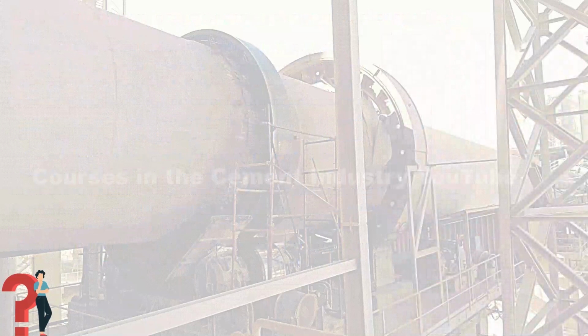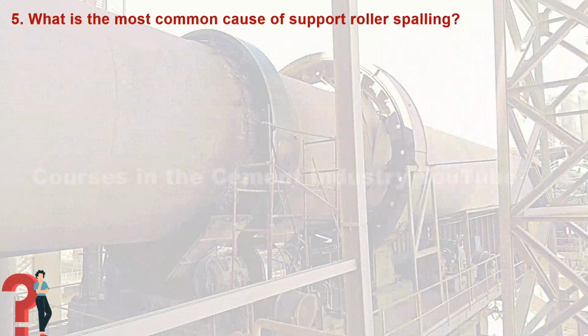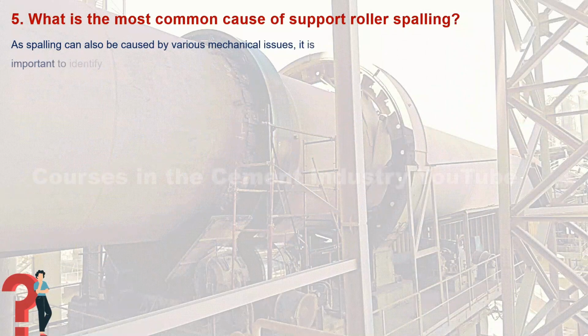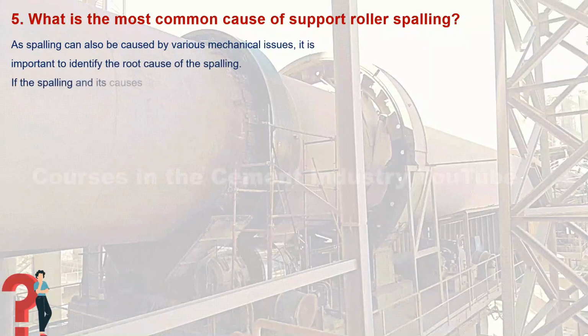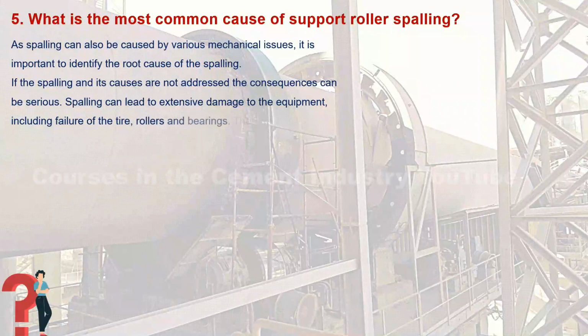Continue answering question 5. What is the most common cause of support roller spalling? As spalling can also be caused by various mechanical issues, it is important to identify the root cause of the spalling. If the spalling and its causes are not addressed, the consequences can be serious. Spalling can lead to extensive damage to the equipment, including failure of the tire, rollers, and bearings.